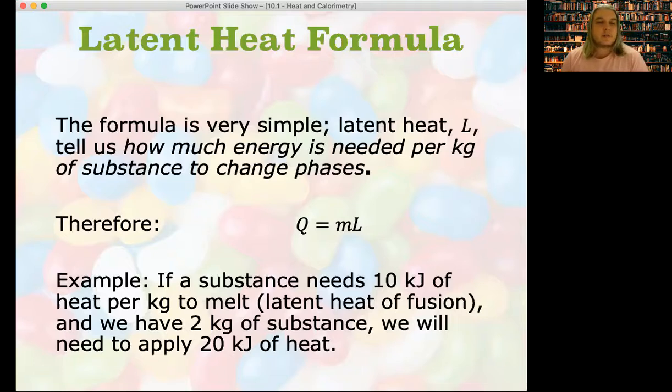Quick example there, because it doesn't need a full 2 slides to show you an example of this. If a substance needs 10 kilojoules of heat per kg to melt, and we've got 2 kgs of it, then we'll need to apply 20 kilojoules of heat, right? Twice as much. 10 kilojoules per kilogram. We've got 2 kilograms, we'll need 20 kilojoules.